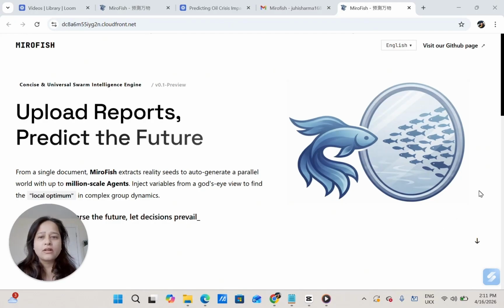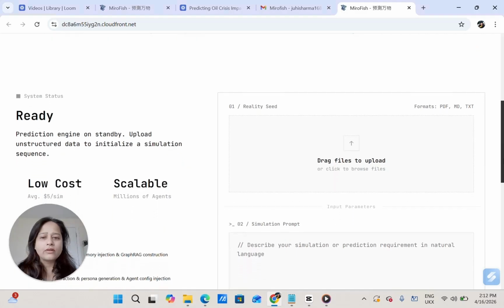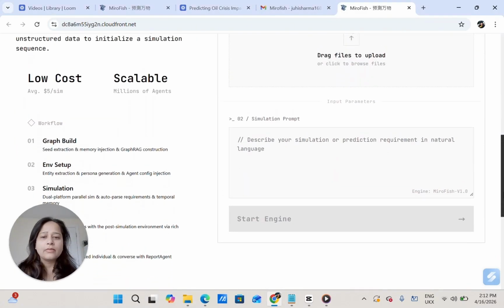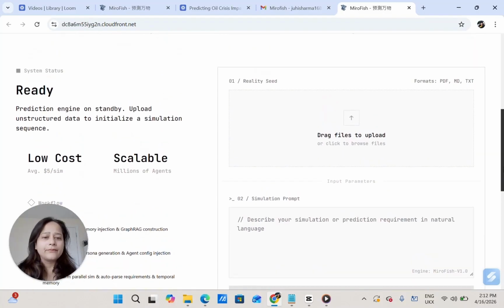This is MiroFish. As you can see, it's running locally on my computer. This is the interface you see when you first open it. It's a very clean and simple UI, just a text box and a file upload area.